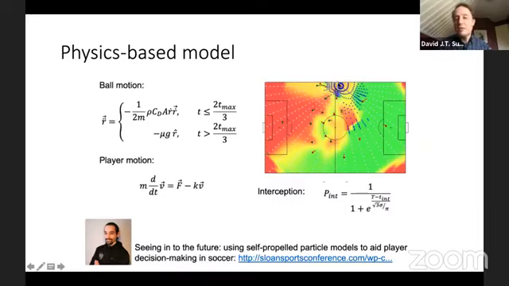Then he would calculate the ball trajectories. These would come out as these blue dots here. And he would calculate which player would get first to those points. And so he would have an equation of motion for the player, which is basically forces is the acceleration, and there's a damping term here. He'd solve all of these, and then he would work out who would get to the ball first.